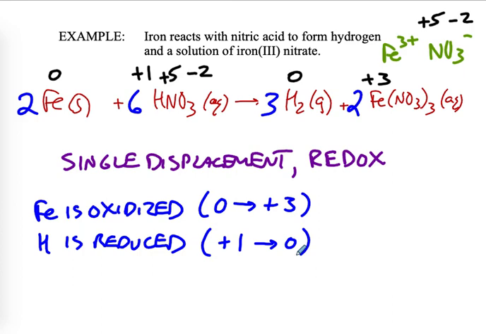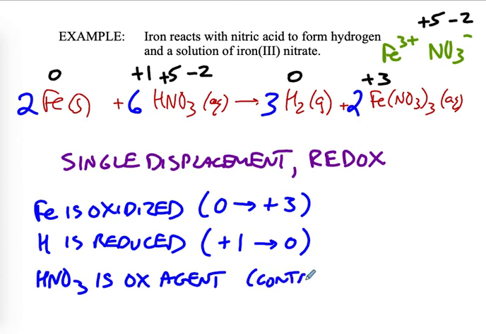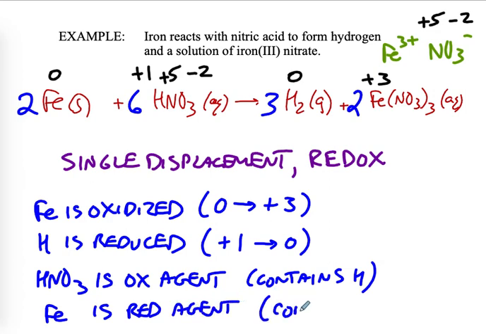If iron is being oxidized, then nitric acid must be the oxidizing agent, and that's because it contains hydrogen, which is the element being reduced. Hydrogen is being reduced, so iron must be the reducing agent, again because it contains iron, the element being oxidized. And that's pretty much it for this unit.